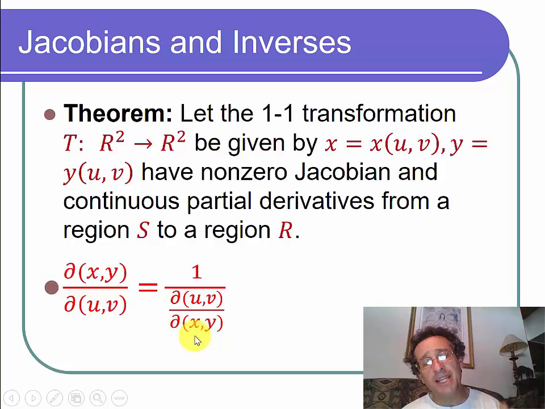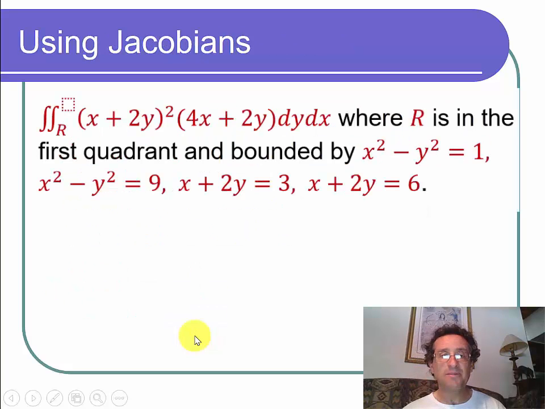I'm not going to prove it, but the idea is if you understand matrices, then the determinant of the inverse of a matrix is equal to 1 over the determinant of the matrix itself. Let's look at another example.